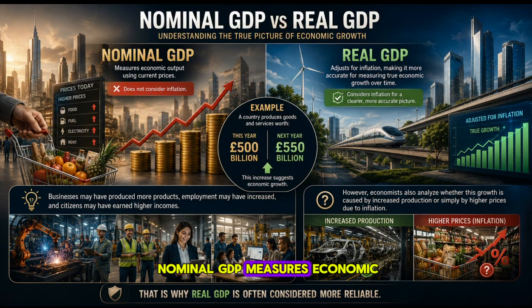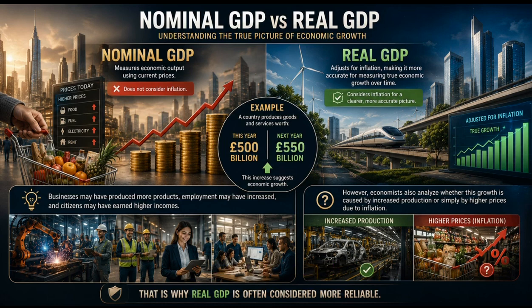Another important concept is the difference between nominal GDP and real GDP. Nominal GDP measures economic output using current prices. It doesn't consider inflation. And real GDP, however, adjusts for inflation, making it more accurate for measuring true economic growth over time.